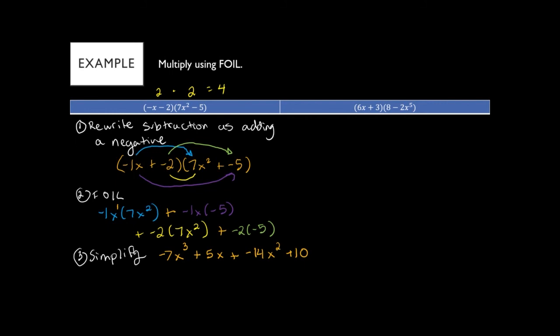And then you would look to see if you have any terms in common, anything you can combine together. We don't have anything that can combine together, so I'm going to just rewrite this from highest to lowest: -7x cubed minus 14x squared plus 5x plus 10.